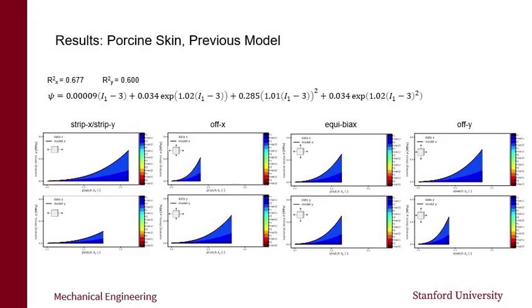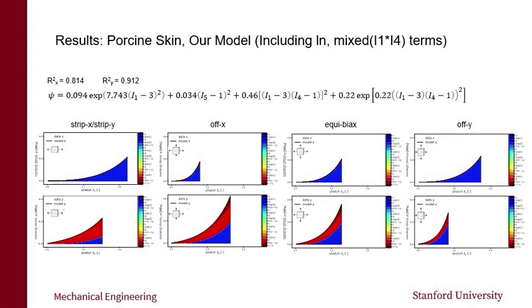These are the results using pigskin data. With the previous model, we got the R2 scores shown here with all the I1 terms activated. Then with our model, we got higher R2 scores than the previous model. The activated terms are listed here, showing the mixed term explains mechanics not included previously.